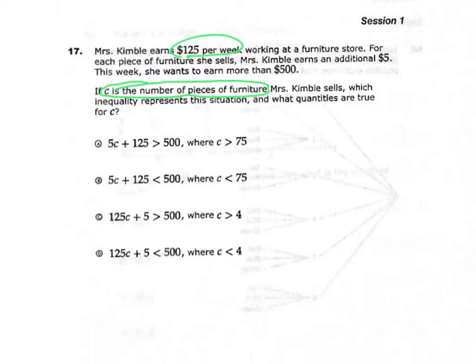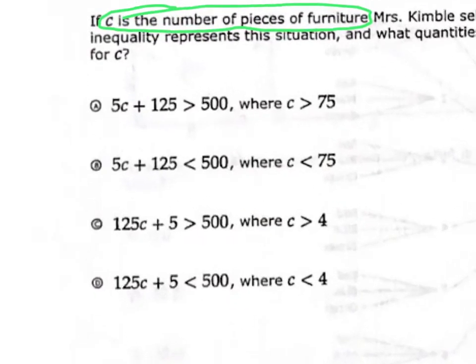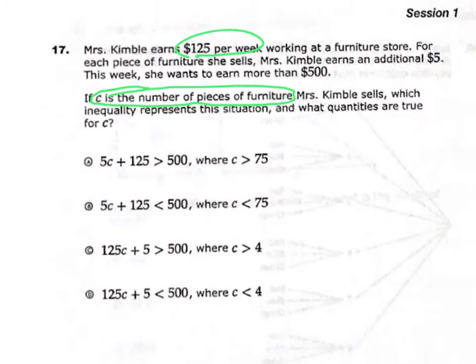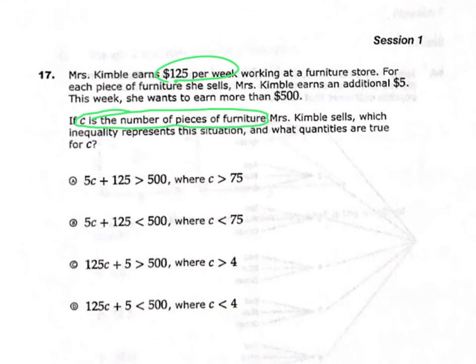So first thing you got to do is find the variable C. If you look at these answer choices, 5 is with C, 5 is with C, or 125 is with C. If we go back to the story problem, it says C is the amount of furniture. Well, she earned $5 for each piece of furniture that she sells. So that means that $5 goes with C. That automatically throws out these two answer choices. They did not put $5 with C.